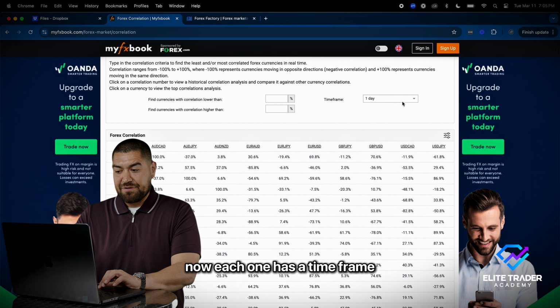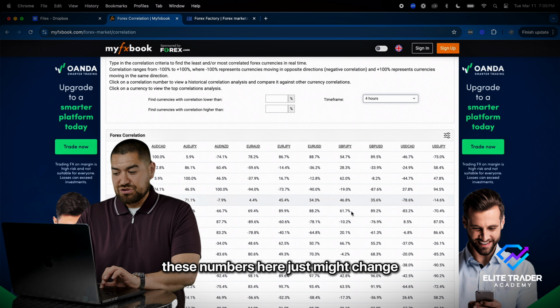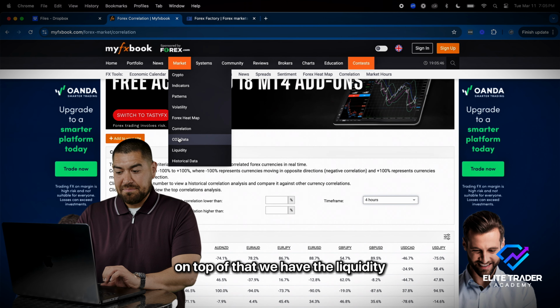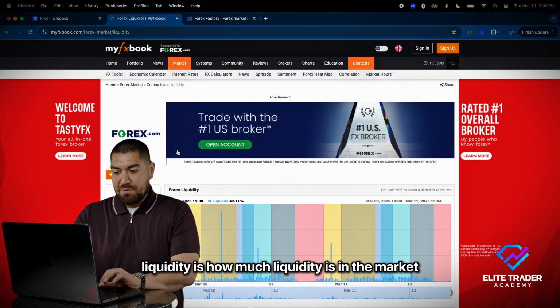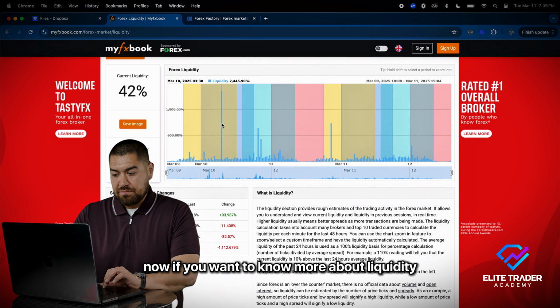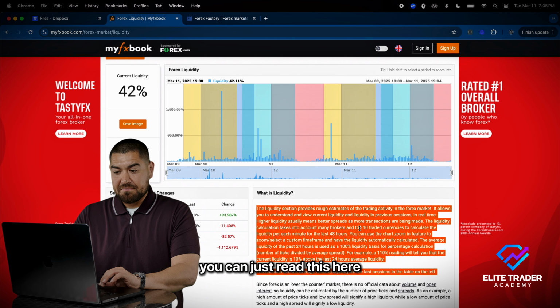Now each one has a time frame. So for example, if you go to the 4-hour, these numbers here just might change. On top of that, we have the liquidity. Liquidity is how much liquidity is in the market. Now, if you want to know more about liquidity, you can just read this here.